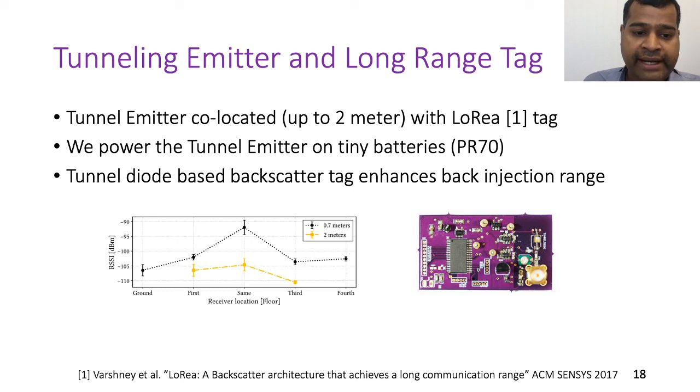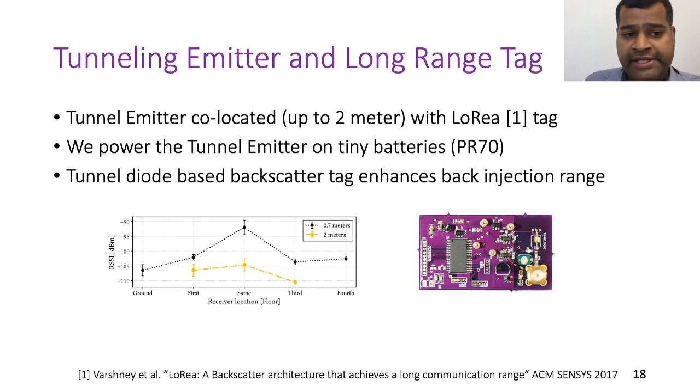The figure on the left shows the result of the experiment. What it shows is that when the backscatter tag was located at about 0.7 meters, we were able to communicate to 4 floors of our university building. When the tag was kept at a distance of 2 meters, the backscattered gain decreased, but we were still able to communicate to the adjacent floors of our university building. And this demonstrates that the back injection phenomena and the tunnel emitter allow us to achieve comparable communication range while consuming much lower power for carrier signal generation.